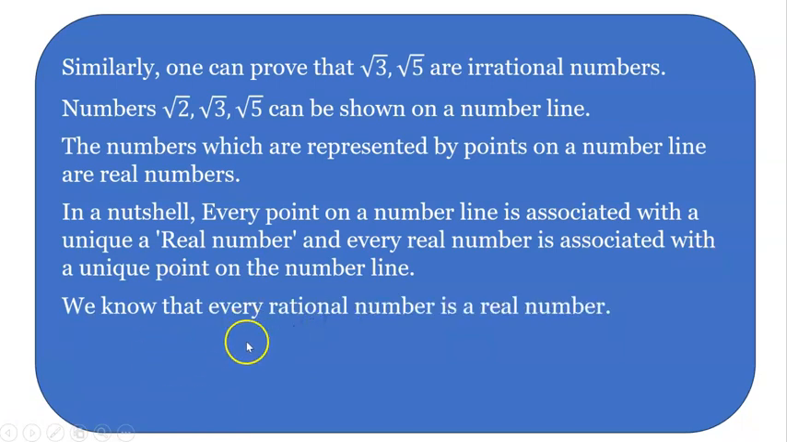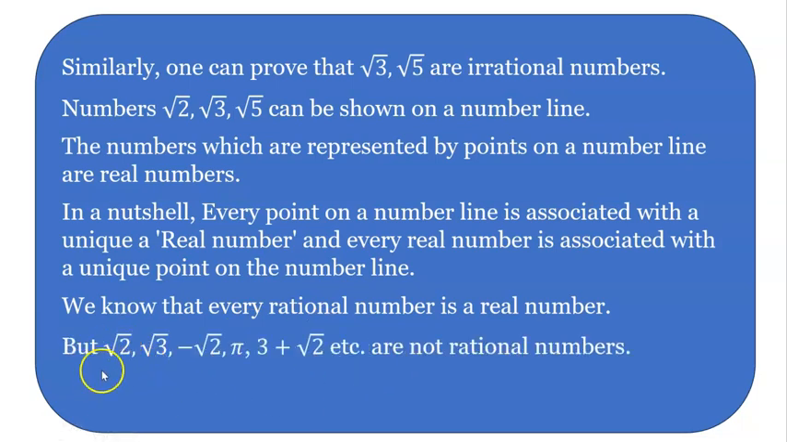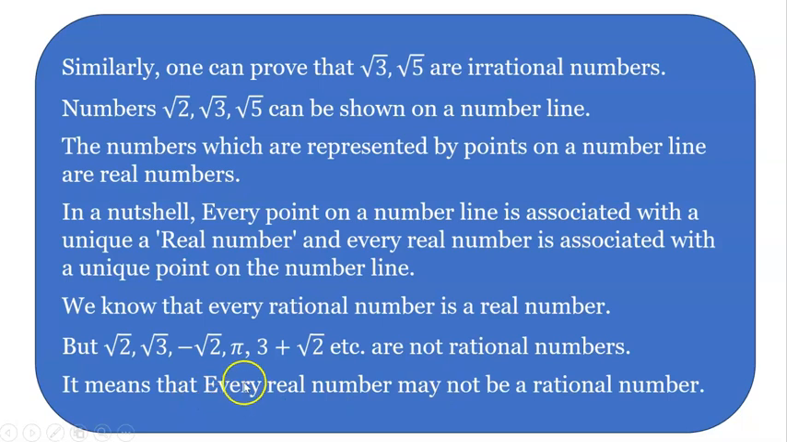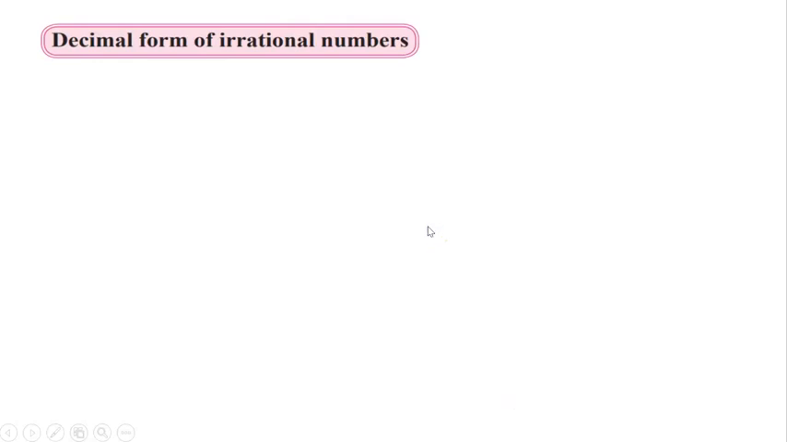We know that every rational number is a real number. But root 2, root 3, minus root 2, pi, 3 plus root 2, etc. are not rational numbers. It means that every real number may not be a rational number. Now, the decimal form of irrational numbers.